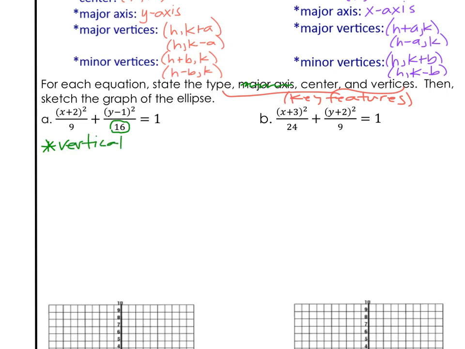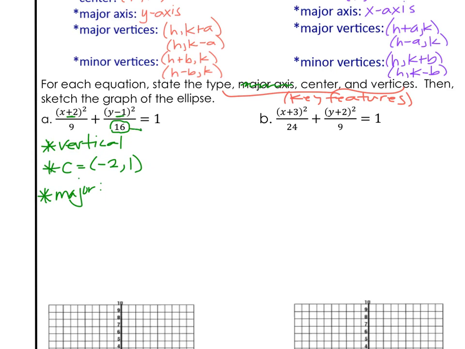All right, let's go ahead and find our center. Remember, our center takes the opposite sign as we translate both the x and y coordinates from 0, 0. If it's x plus 2, our center will go to negative 2. Y minus 1 means it will count up 1. And there we go.